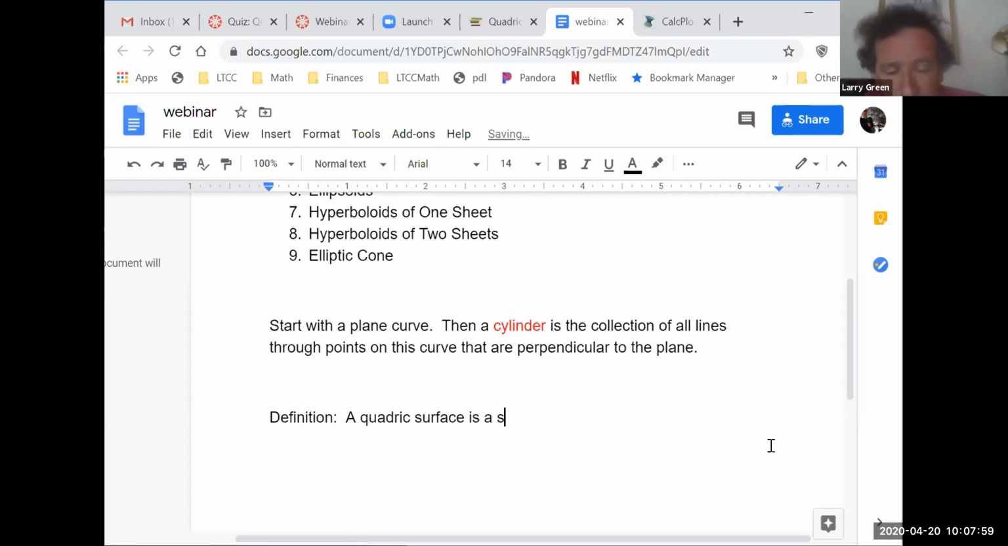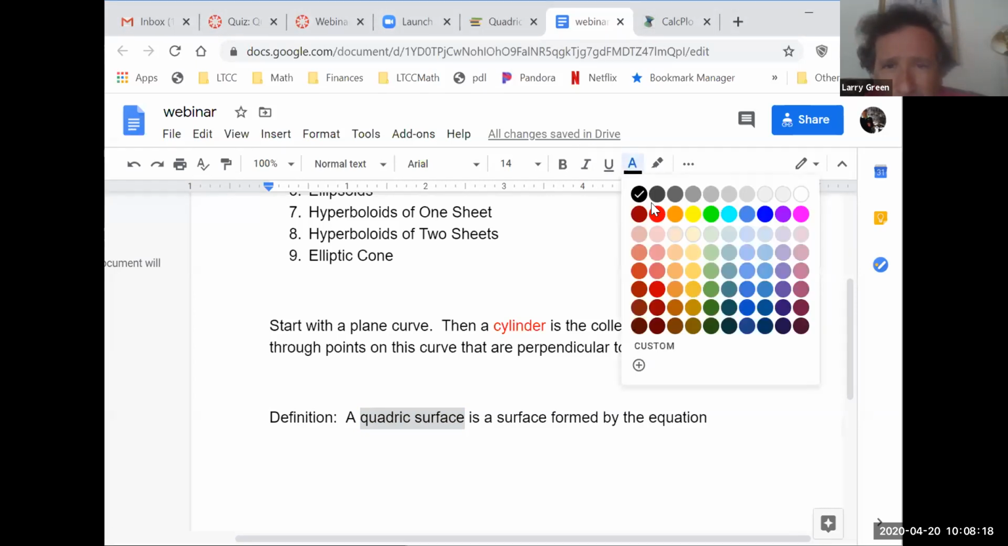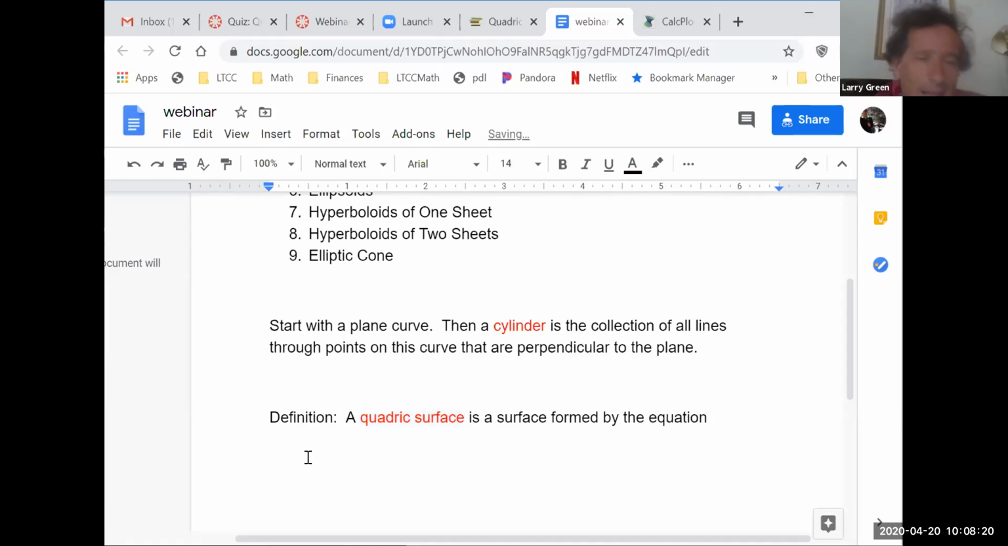A quadric surface is a surface formed by the equation. And now what we need to do is look at this and say, what are all the different things that can happen that we're allowed to do? So I'm not allowed a cube, I'm not allowed 1 over x, I'm not allowed e to the x or sine of x. I just need powers, and they could be 1 or less, 2 or less. So I can have, and let's do an equation.